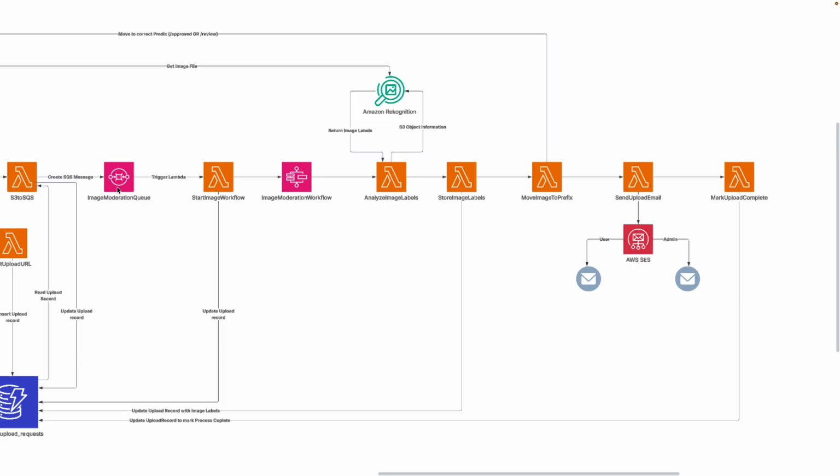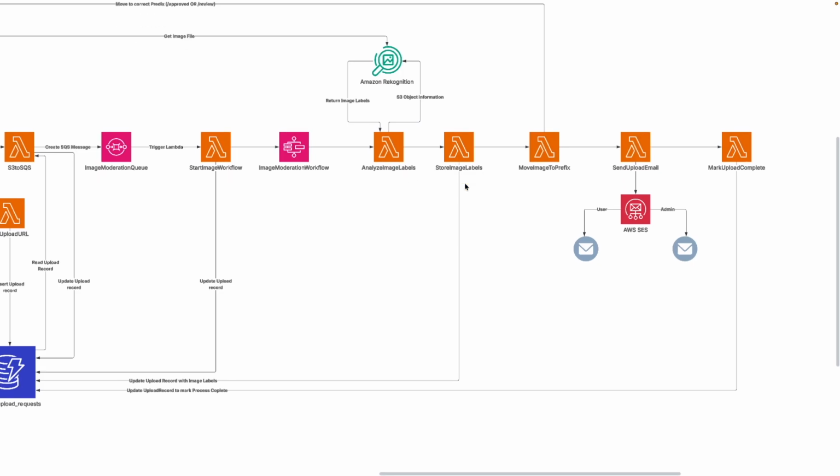So the first thing that we are going to build is we are going to trigger one of our Lambda functions, the start image workflow, when a message arrives in our SQS queue. This Lambda function will in turn kickstart our image moderation workflow, which will be a Step Function. And it will have a series of Lambda functions to do very specific tasks. So the first Lambda function, which is analyze image labels, will send the image to Amazon Rekognition and get the labels back, which will in turn say what this image contains.